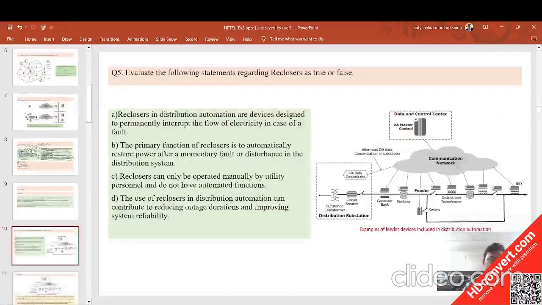Coming to the next question, this is related to reclosers in smart infrastructure based systems. There are four options. You have to see which is correct and which is false.